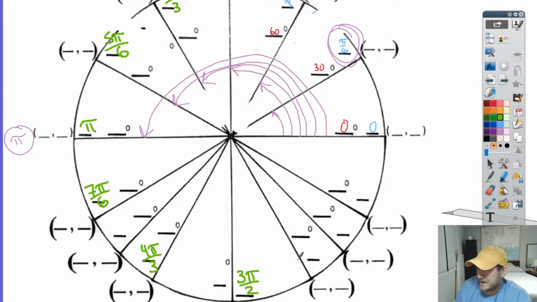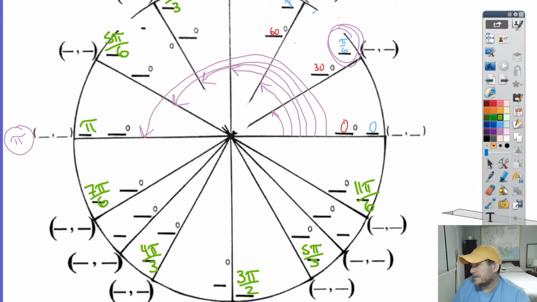So this is 10 pi over 6, which is 5 pi over 3. This is 11 pi over 6, which does not reduce. And then finally I'm back to 12 pi over 6, which is 2 pi. 0 and 2 pi being coterminal. So we did it, we labeled all those.